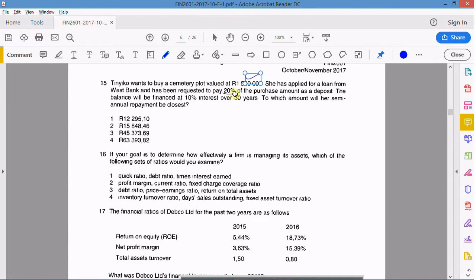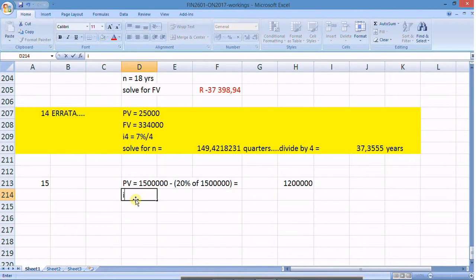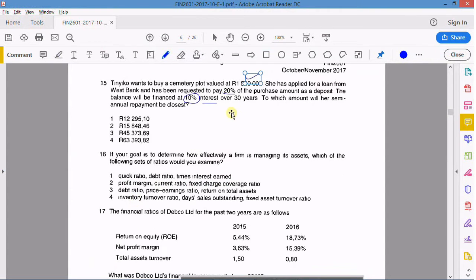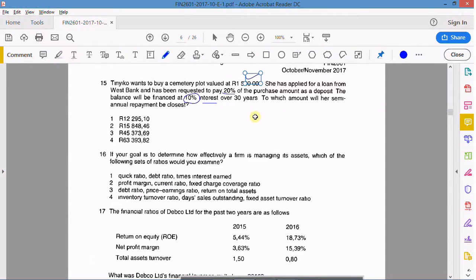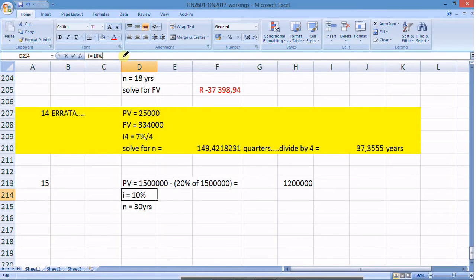The deposit was 20% of the purchase price. The balance will be financed at 10% interest, divided by 2. Over 30 years. Okay, we can put that in just now. To which amount will her semi-annual repayment be closest? Okay, so semi-annual. Yeah, so you're right. So it needs to be divided by 2 for the rate and times by 2 for the years. Good. Okay, and then solve for PMT.